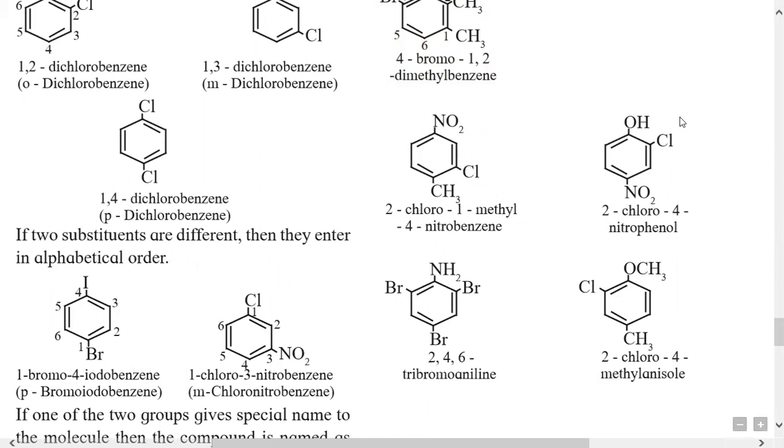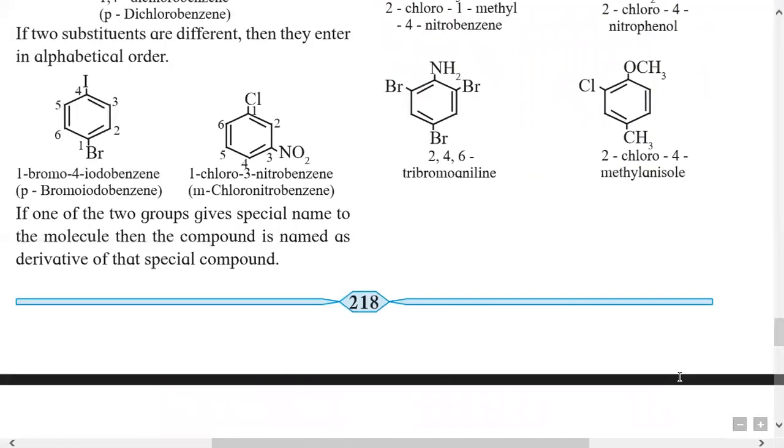Next example is 2-chloro-4-nitrophenol. Then aniline containing an NH2 group: it is 2,4,6-tribromoaniline. Then chloro, methoxy and methyl groups. A methoxy group containing benzene is called anisole. So it is 2-chloro-4-methylanisole.